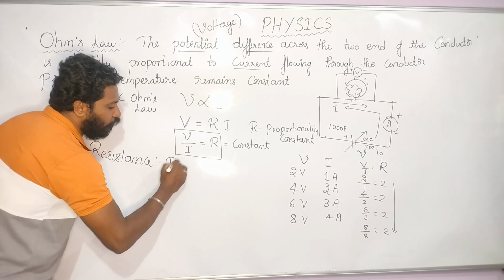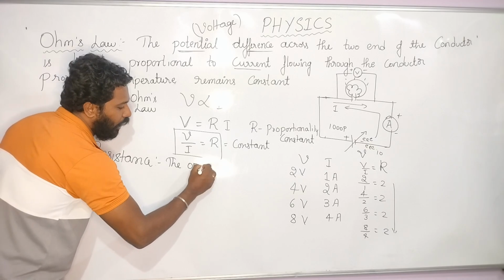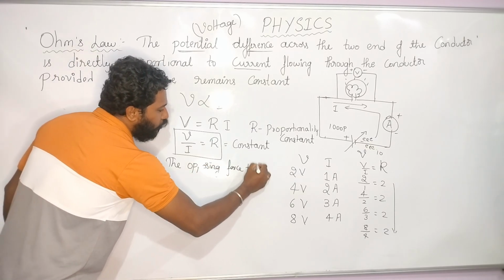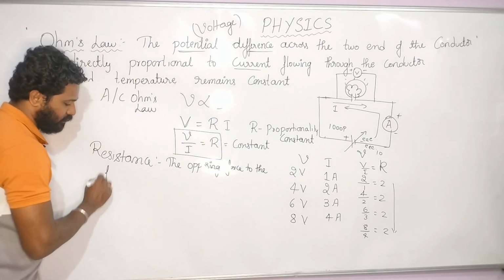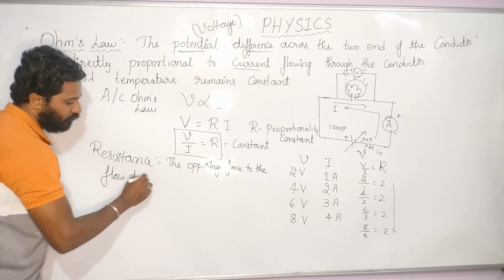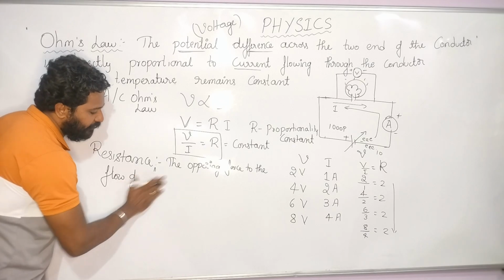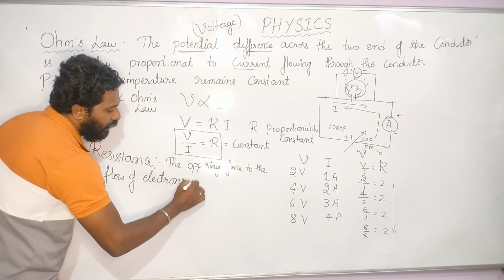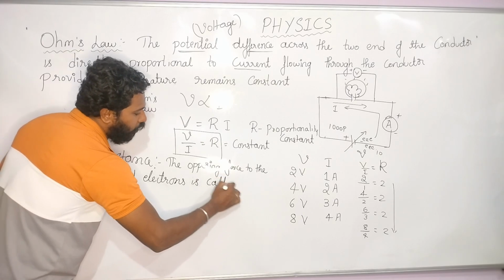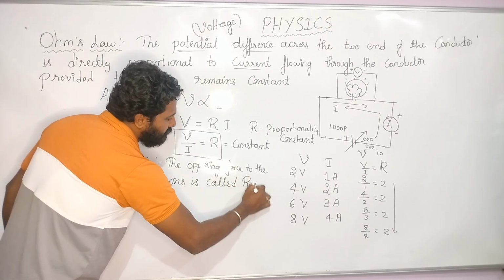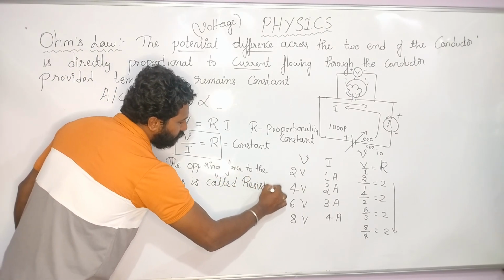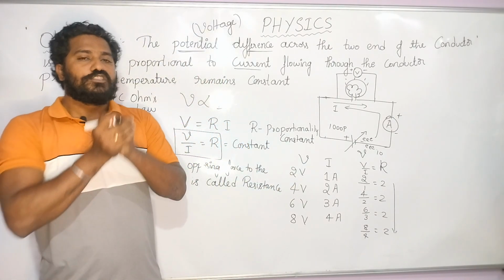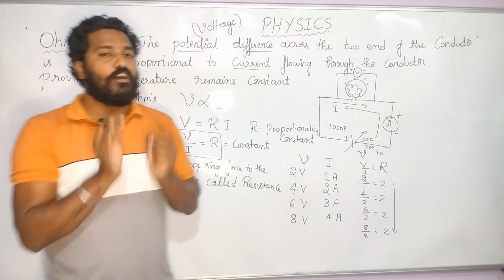The opposing force to the flow of electrons is called resistance. So what do you mean by opposing force to the flow of electrons?